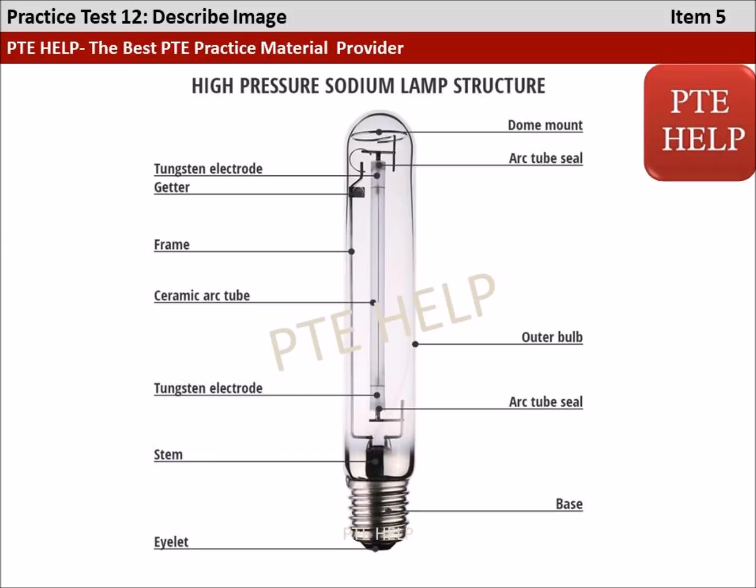The internal tube is known as ceramic arc. There is also another tungsten electrode and arc tube seal at the bottom. The metallic base of the bulb is connected with a stem and eyelet. Overall, these types of bulbs seem more complicated to be made than other types of bulbs.